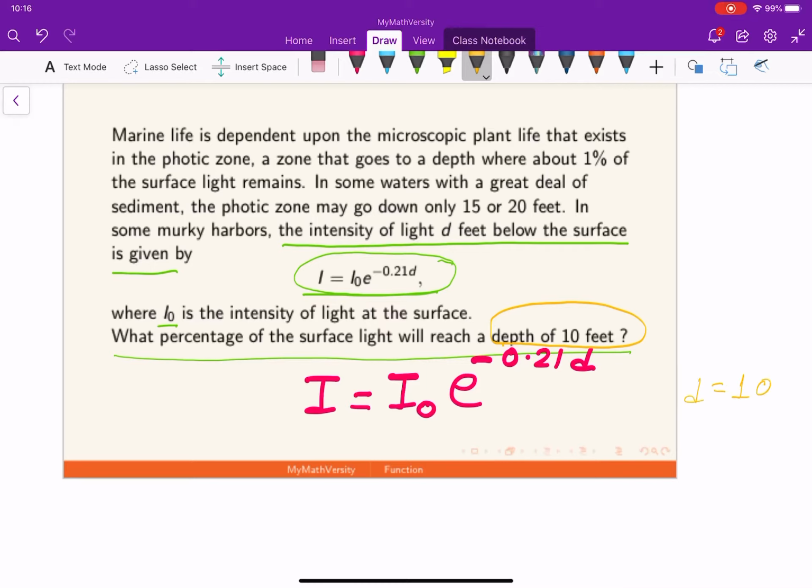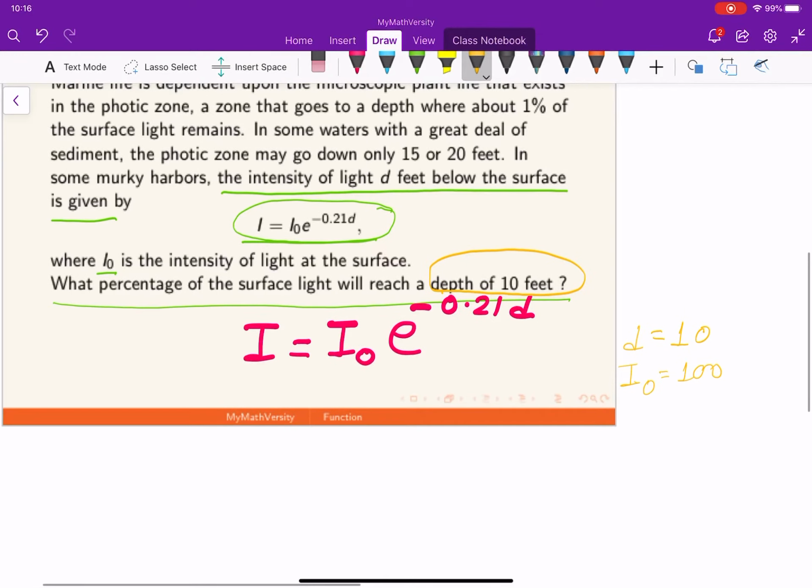And what is the intensity of the light at the surface? Let's assume that the intensity of the light at the surface is 100. Because we need to write this as a percentage, if we take the intensity at the surface to be 100%, then we can find the percentage of the surface light at 10 feet. Okay, so let's try to do this.